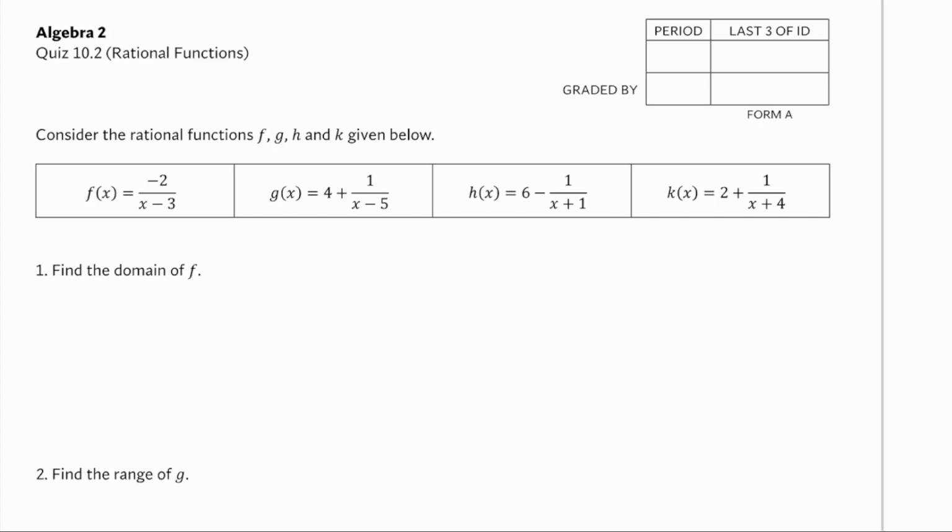In this video, I'm going to be working Algebra 2 Quiz 10.2. This is where we're starting in on graphing functions like 1 over x and other related functions. First one is find the domain of f. We're just going to be working with these four functions throughout the quiz.